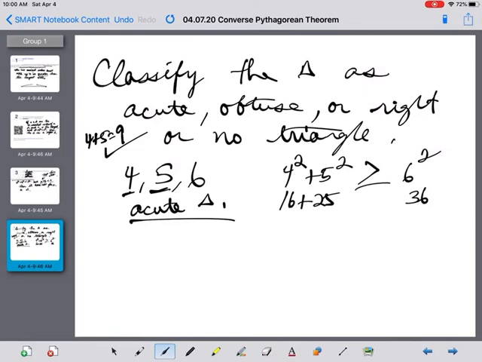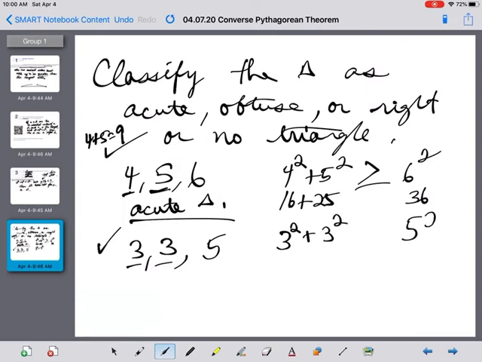How about 3, 3, 5? So it's isosceles, but let's see. Let's check the two smallest sides. 3 plus 3 is 6. It forms a triangle. Now we can go on. 3 squared plus 3 squared. How does that compare to 5 squared? 9 plus 9 is 18. 18 is less than 25. So this will be an obtuse isosceles triangle.